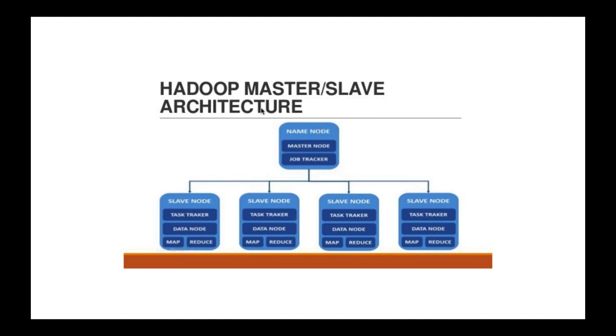Now let me tell you what that means. So here the name node, what we know, just holds the metadata about the data nodes, metadata about the blocks, metadata about the heartbeats of the data nodes, all this information we hold, right? That is a master node. So all that information is saved and retained in the name node. Apart from that, the name node, which is basically a master node, also has an additional component called a job tracker.